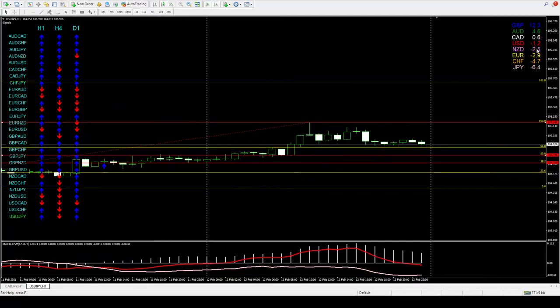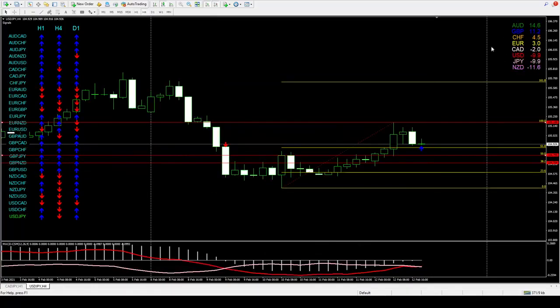So for this one on H1, usually this would change every day, but for H4 this would only change once every week. For EUR, it's a bit neutral, and CAD the same as D1. It's still a bit neutral.